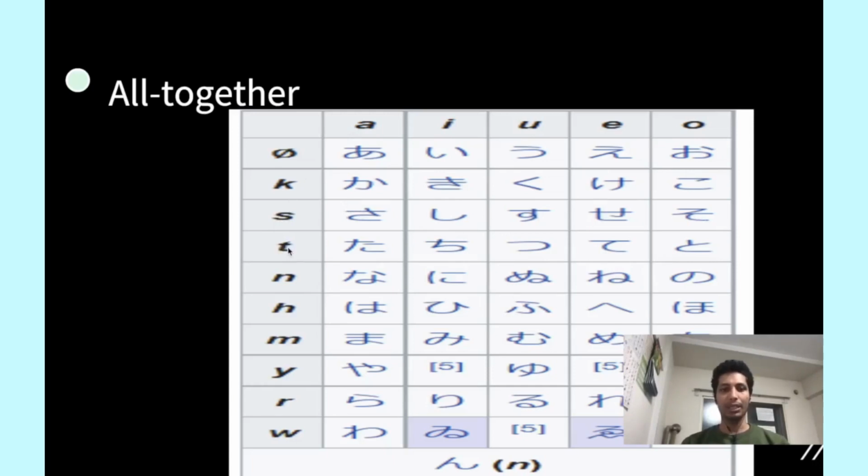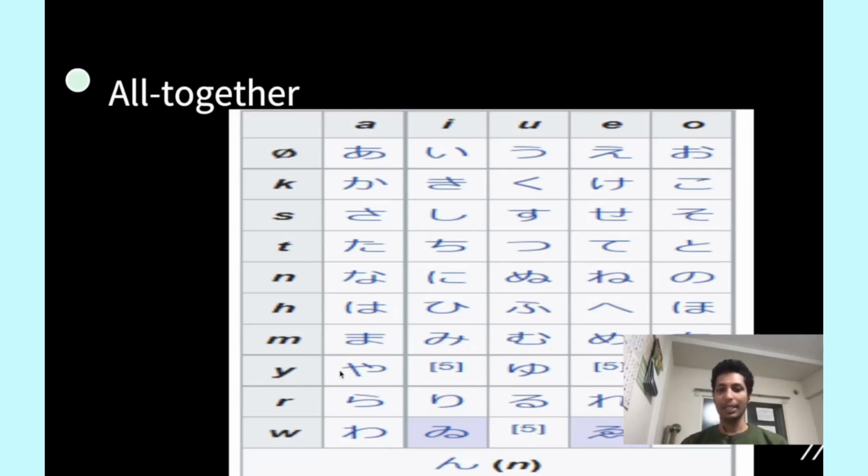Similarly, Ta line, Ta, Chi, Tsu, te, to. Na line, na, ni, nu, ne, no. Ha line, ha, hi, fu. So remember, this is an exception. So ha, hi, fu, he, ho. Ma line is ma, mi, mu, me, mo. No exception here. Mama is always easy to approach.